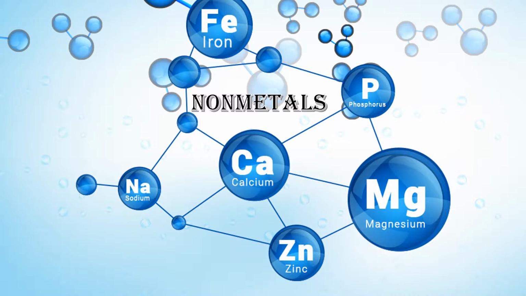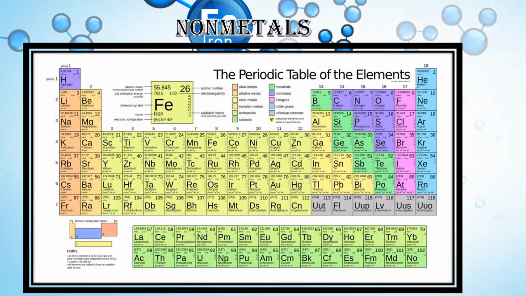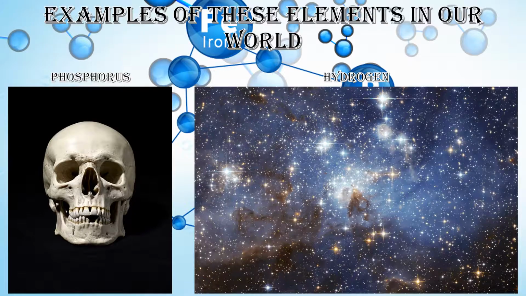Now the nonmetals. The elements in the group nonmetals have various charges. They're right here. Don't forget hydrogen hiding over here with the alkali metals. They gain electrons easily. They're brittle solids and are poor conductors. Some nonmetals in our world are phosphorus, found in our bones, and hydrogen, found in the stars that you see in the night sky.